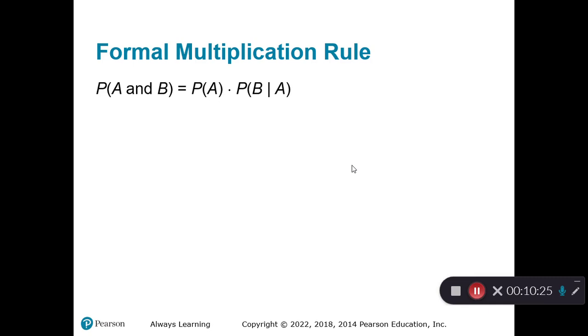Here is the formal multiplication rule. The probability of A and B is equal to the probability of A times the probability of B given A. So again, this means that we're going to multiply the probability of event A occurring in a first trial by the probability of B occurring in a second trial, given that we have knowledge that event A has already occurred.